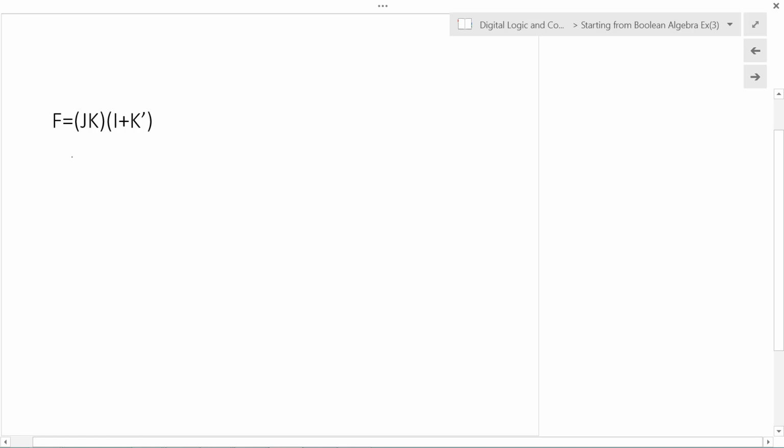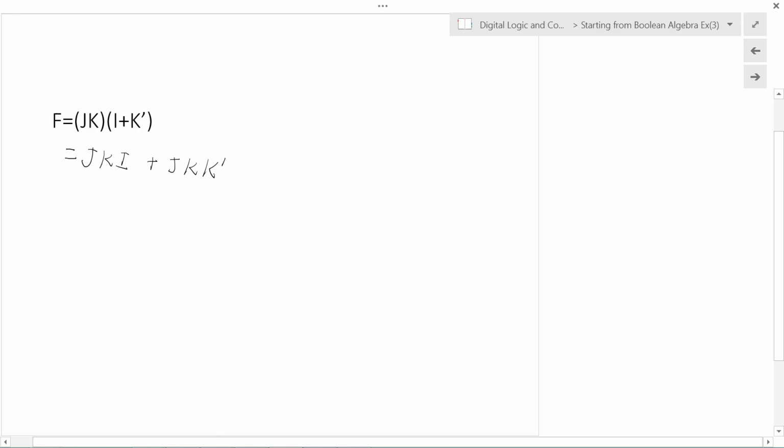So the first thing we can do here is we can say f is equal to jk distributed to the quantity I ORed with k prime. So we will write jki ORed with jk k prime.